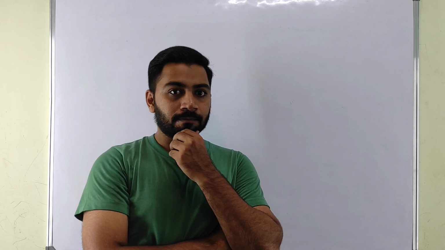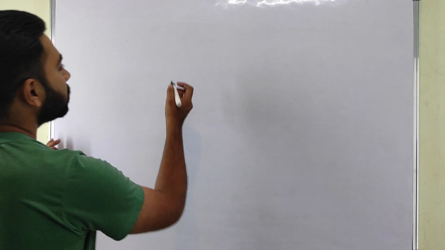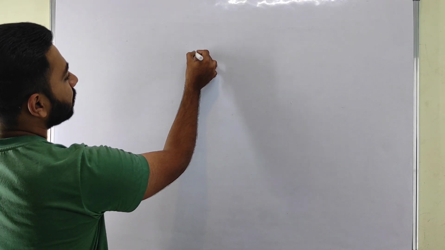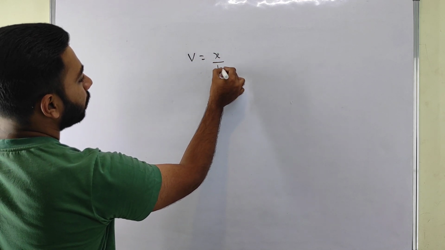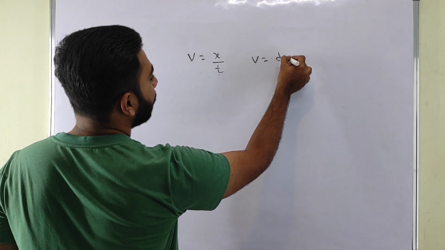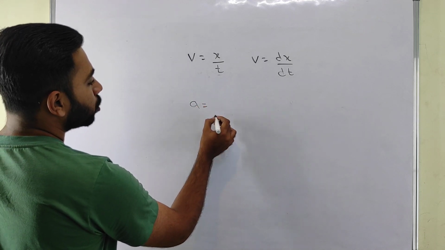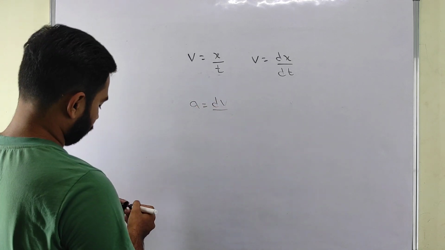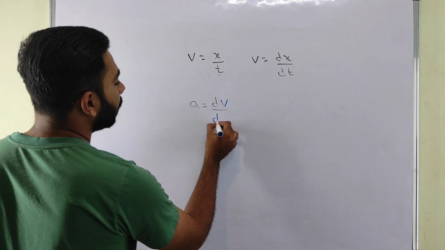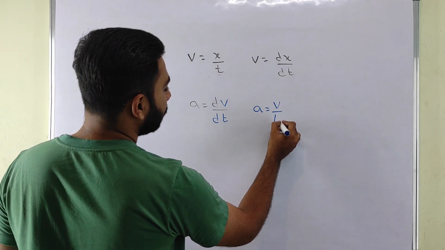Now, a few points in an important box. What we learned today is all about this. First we learned distance and displacement. Now we can write the speed equation. Velocity is equal to distance by time, or else velocity is equal to dou x by dou t, instantaneous. And acceleration is equal to dou v by dou t, or else acceleration is equal to v by t.